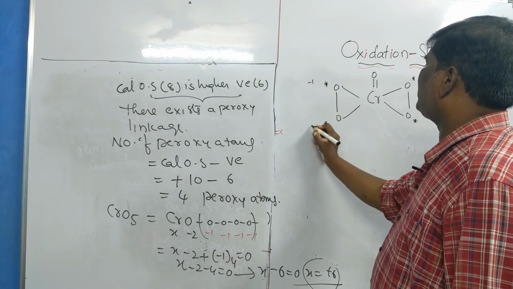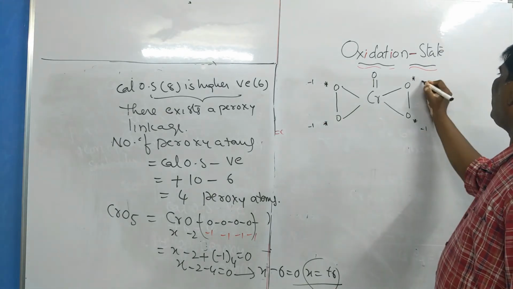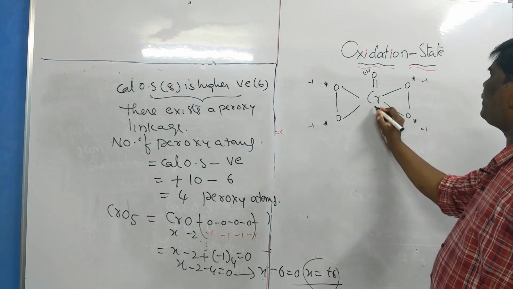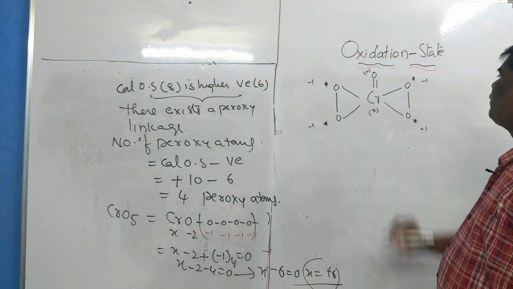Each one has -1 oxidation state, whereas the general one has -2. So what about this one? This becomes plus 6.